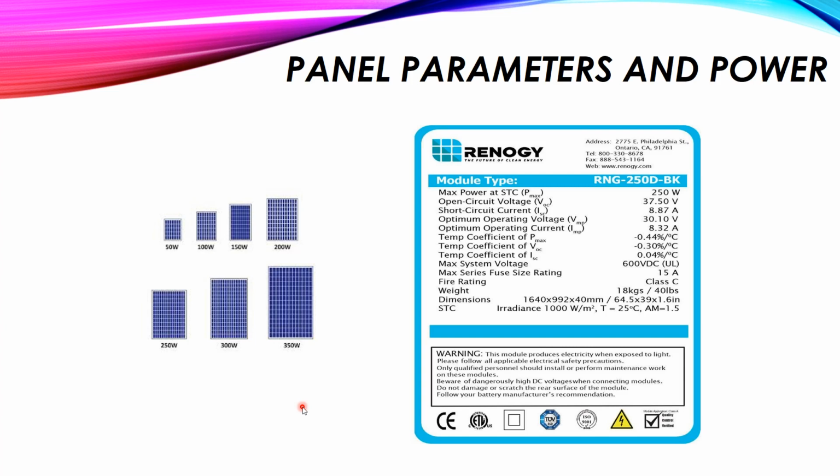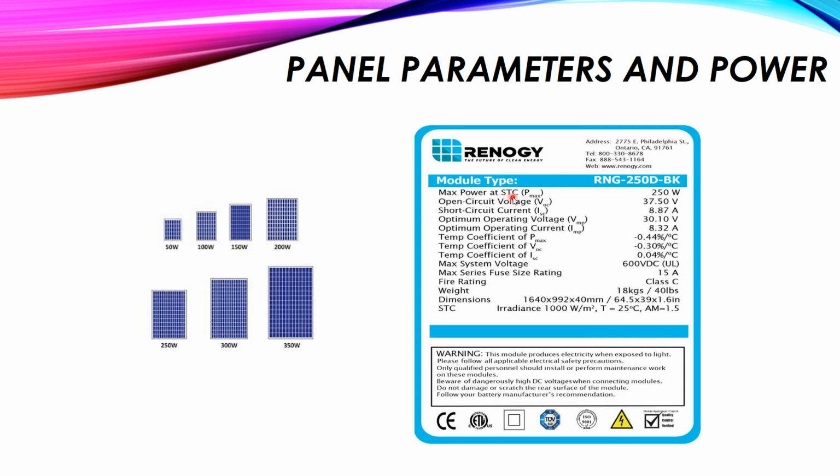Now here you will find an example of a solar panel. Here you will find the module type. This one has a maximum power at STC, the maximum generated power of the panel. The maximum output power of the panel is 250 watt. And you will find that this is at STC.